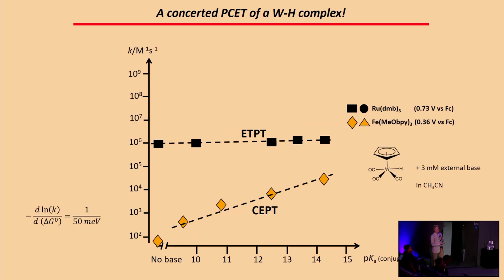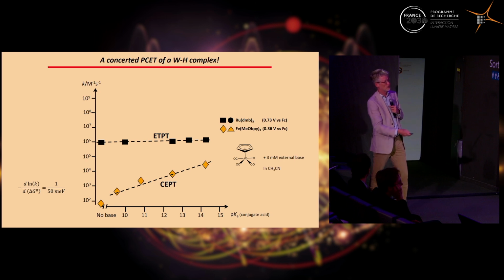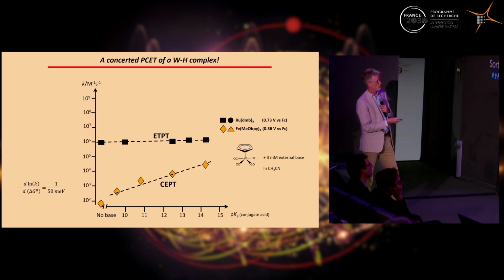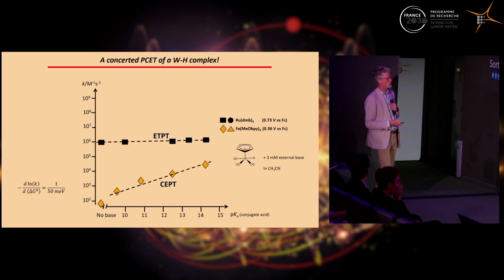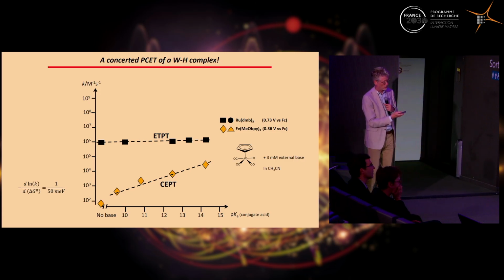So this is an example of what the data looked like. With a strong oxidant, we see that when we don't have the base or add the base, it doesn't matter. The rate constant is the same on the logarithmic scale. So this is a clear signature that it's an electron transfer limited mechanism. Just electron transfer and then the proton goes. When we have a weaker oxidant instead, the iron complex, you see a slope here of 1 per 50 millielectron volt. This is exactly what you expect from Marcus' theory for a low driving force reaction. This is a clear signature of a concerted reaction.